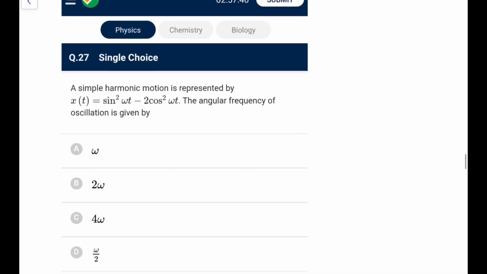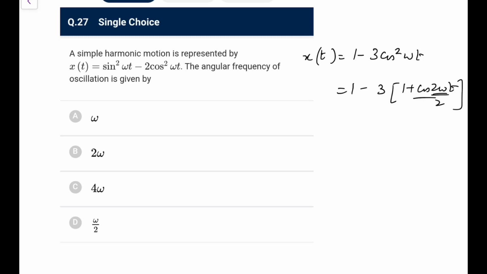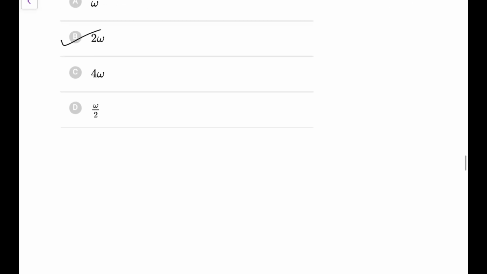Now go for the next one. Simple harmonic motion is represented by this. The angular frequency of the oscillation is, so you can write it as sin square omega t minus 2 cos square omega t. I can write sin square theta as 1 minus cos square theta, so 1 minus 3 cos square omega t, and cos square theta we know can be written as 1 plus cos 2 theta by 2. So you will see it will be in the order of 2 omega, so the angular frequency would be 2 omega. Directly you can make it out from this logic.